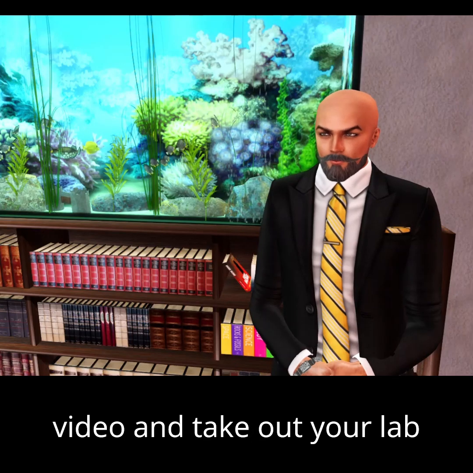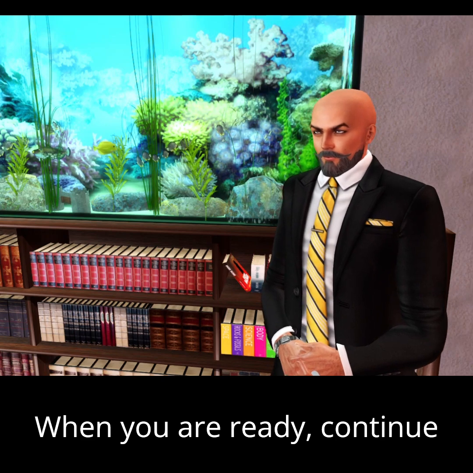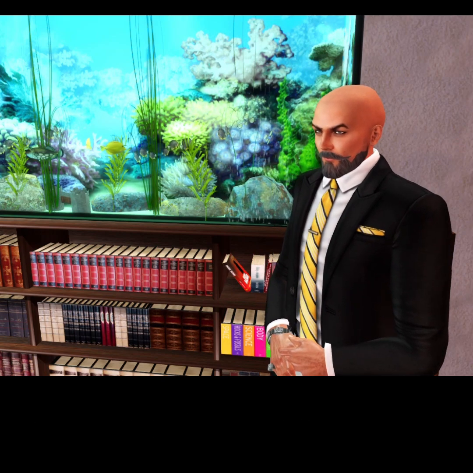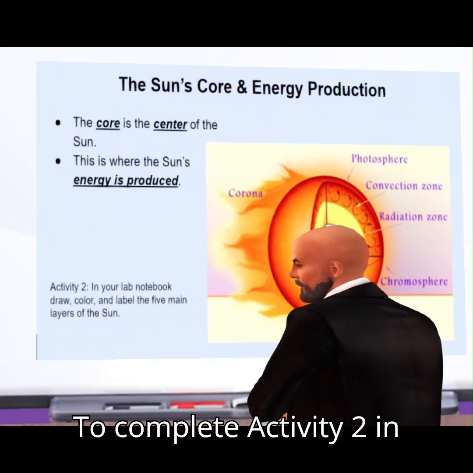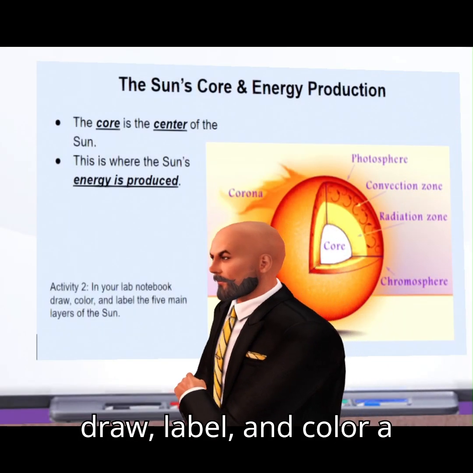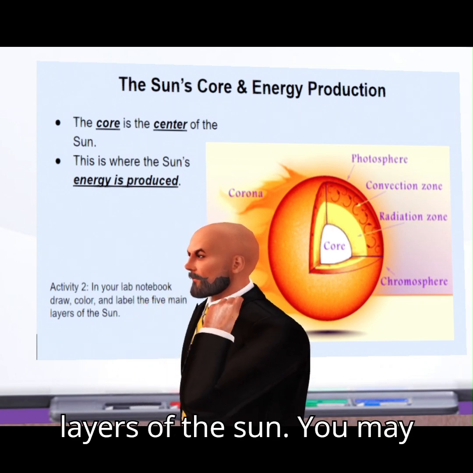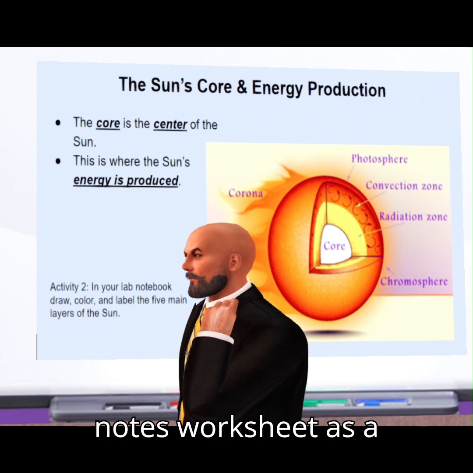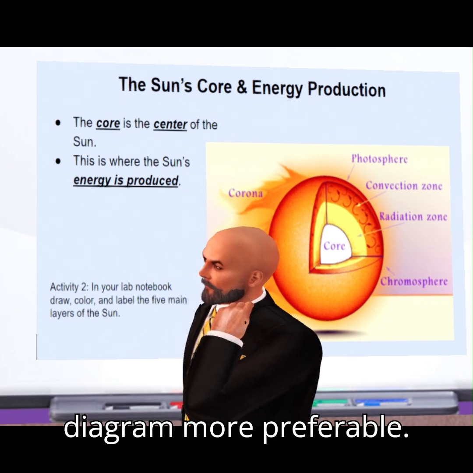Please press pause on the video and take out your lab notebook and colored pencils. When you are ready, continue the video for further instructions. To complete Activity 2 in your lab notebook, you will draw, label, and color a diagram depicting the 5 layers of the sun. You may use the diagram from your notes worksheet as a reference, or you may conduct an internet search to find a diagram more preferable.